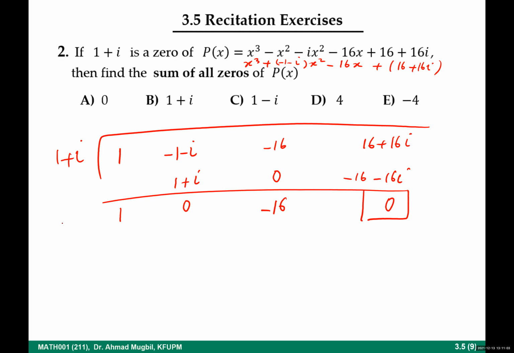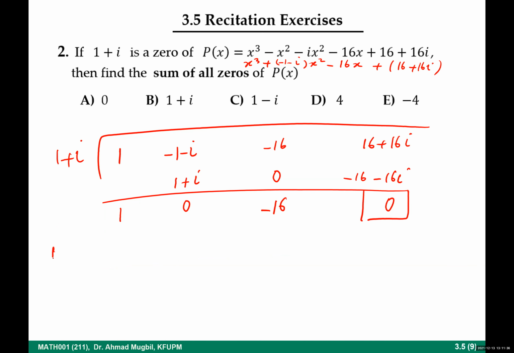Now, if we divide by 1 minus i, are we going to have 0? No. Why are you sure that it is no? First of all, it might be 0, it might not, by the way. But for sure you cannot say that it is 0, because the coefficients here are not real. There is no guarantee that the conjugate is still a zero, because the conjugate zero theorem only applies when you have real coefficients.